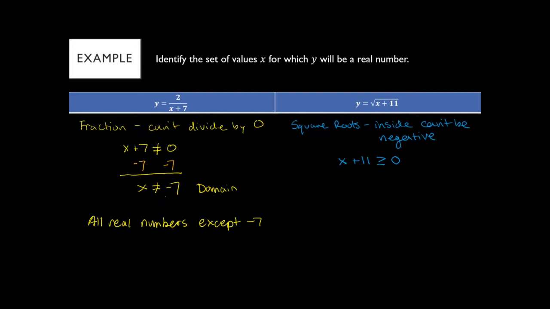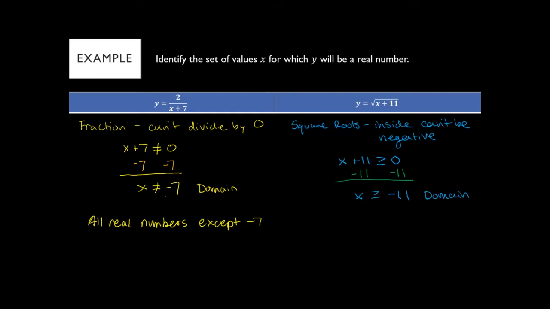We're going to solve this for x so that we know what values of x we are allowed to plug in, because we have to make sure that whatever we plug in, the inside is not negative. So I'm going to subtract 11 from both sides, and we get x is greater than or equal to negative 11. This means I can plug in any number that's equal to negative 11 or larger. Again, this is called the domain. As long as I plug in a number that follows that rule, I'm going to get a y value that I can graph. I'm going to get a real number out.